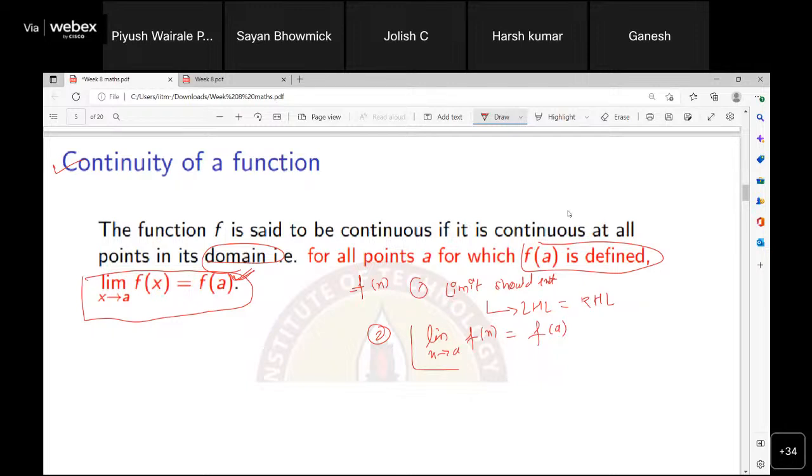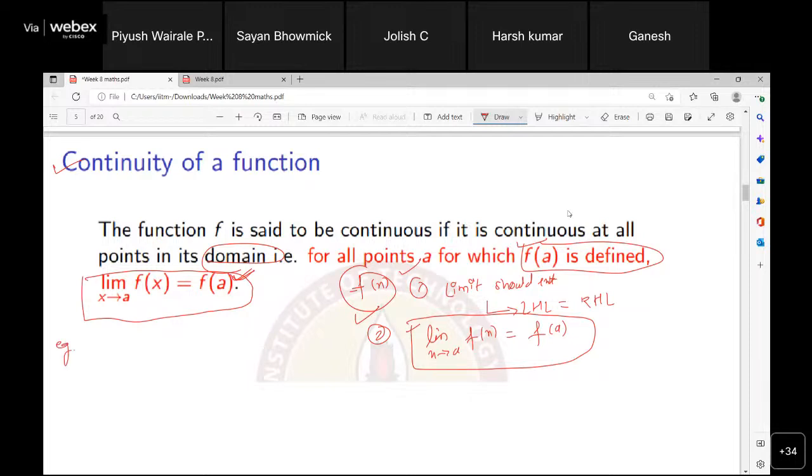The value of the function at a point must be equal to the limit of the function, so we can say f of a is defined. If both the conditions are satisfied, then we can say the function is continuous. It may be possible that the limit exists, so both the left hand limit and right hand limit exist, but this condition is not true. In that case, we can say that the function is not continuous. So both the conditions should be satisfied.